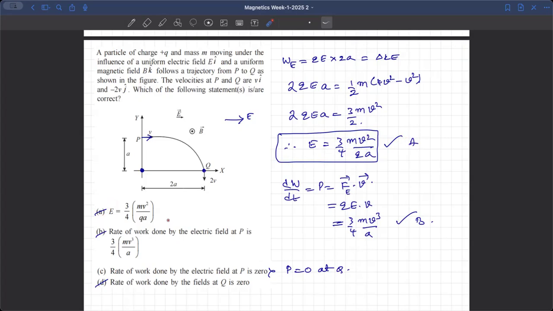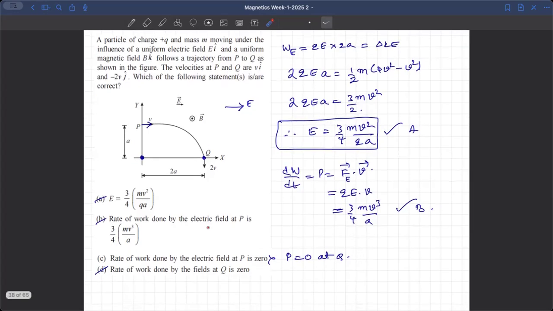They are also asking the power, the rate of work done by the electric field at P. Power is the dot product of force and velocity vector. At this point, QE is the force, V is the velocity. Use that E here and you will get 3 by 4 mv cube by A. So B is correct, C is wrong. The rate of doing work by the fields at Q is 0. Hold on, the magnetic field never delivers power because the force of the magnetic field and velocity are always perpendicular.